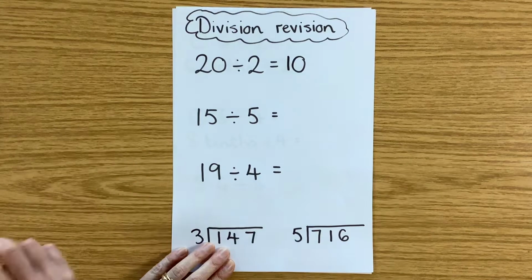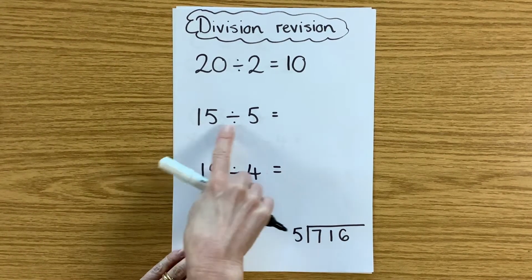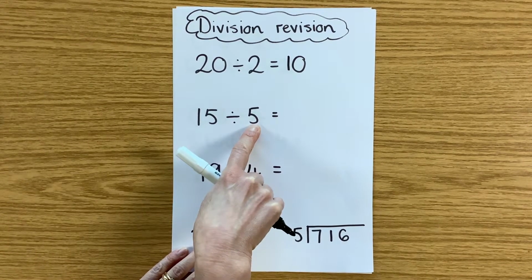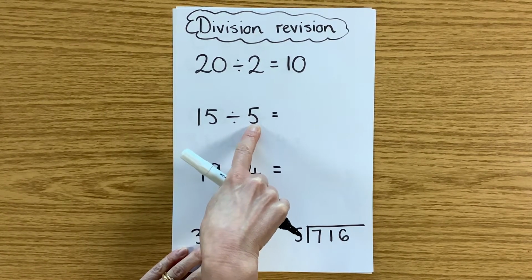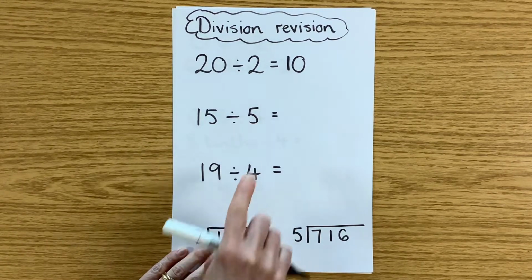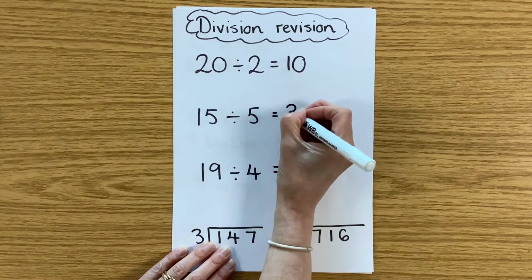What's 15 divided by 5? Well, if I took my 15, say it was 15 sweets, and I divided them into 5 groups, how many sweets would there be in each group? Well, count in 5s until you get to 15. 5, 10, 15. That's going to be 3.